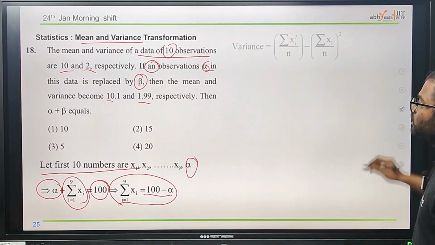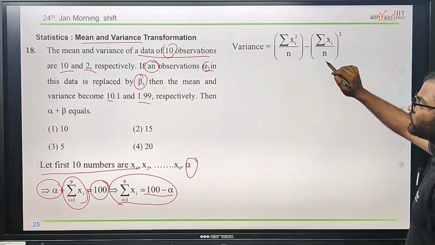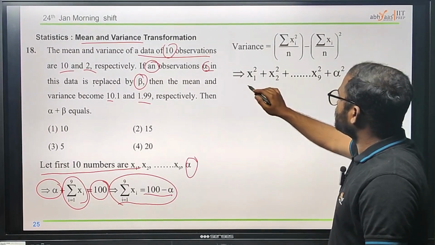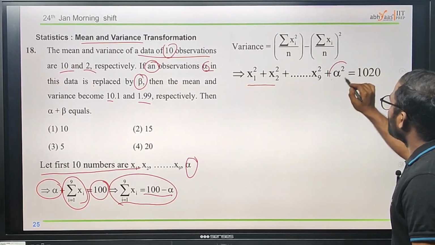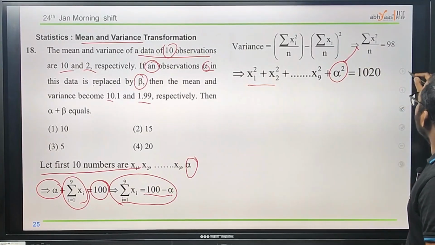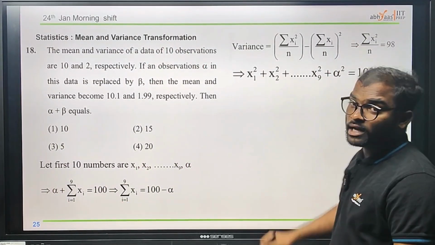Now moving on, we have the variance as this one. Substituting that here, we can easily get the x1 square plus x2 square plus alpha square, which is the 10th observation. From this we just substitute those values. I hope you understand what I am saying.